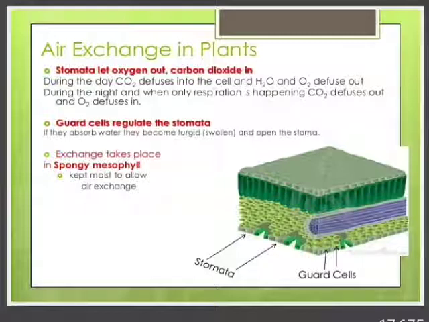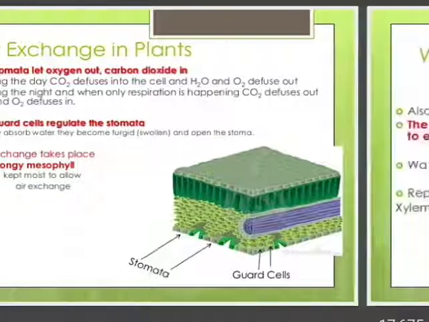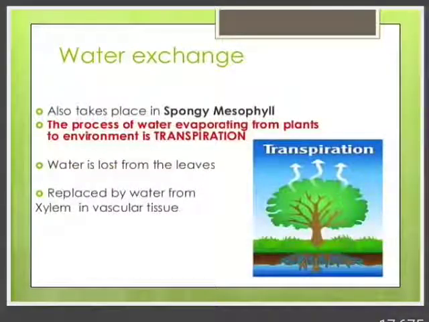So guard cells regulate the stomata. If they absorb water, they become turgid, swollen, and open the stomata. Water exchange: transpiration also takes place in the spongy mesophyll. It is the process of water evaporation from plants into the environment.